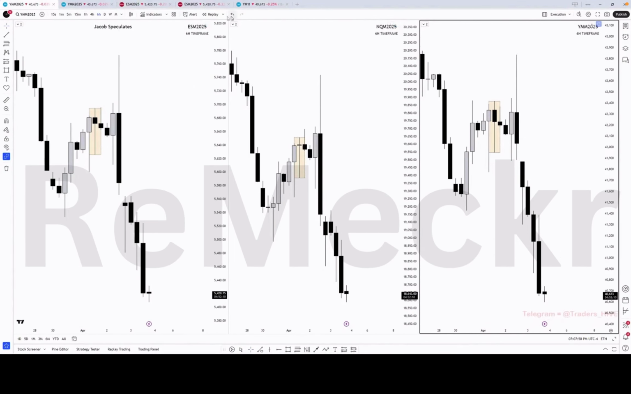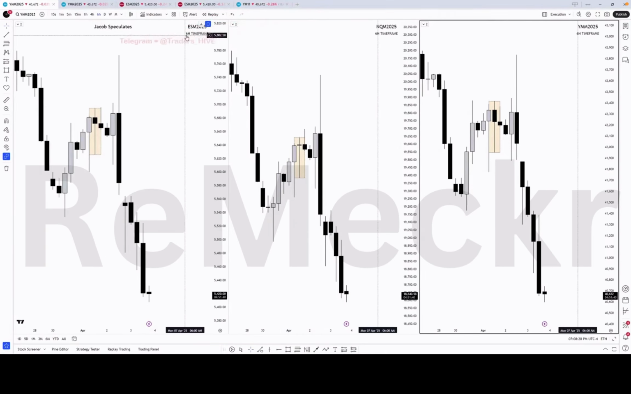6-hour time frame. We have the S&P on the left, the NASDAQ in the middle, and the Dow on the right. So what would this candle be right here? This is the interactive part. Yes, it would be a TPD. Now this formed on Tuesday in the afternoon.